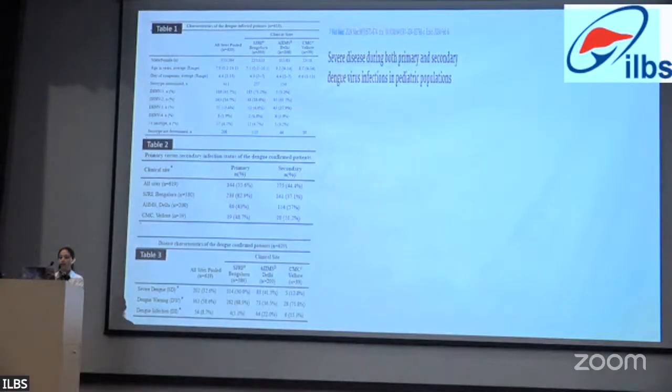Disease severity in these patients was done using the WHO guidelines. Of the 619 children, 32% had severe dengue, 58 exhibited dengue infection with warning signs, and 8.7% had dengue infection without warning signs.